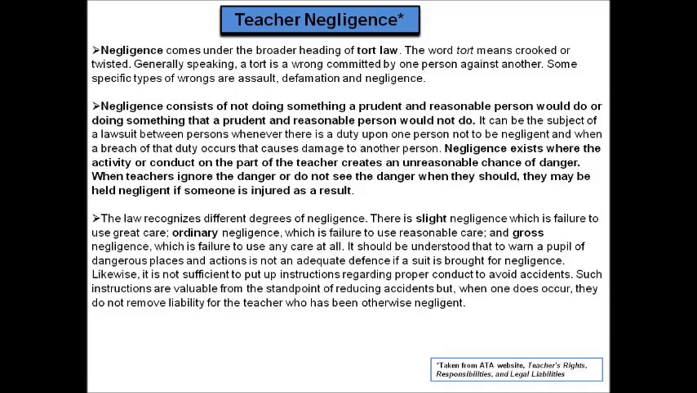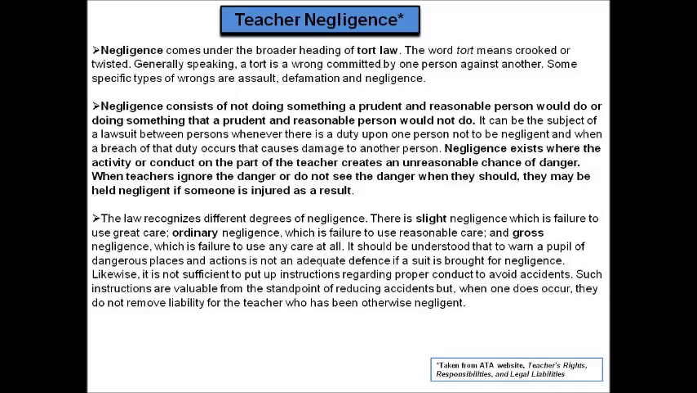Well, the law recognizes different degrees of negligence too, folks. There is slight negligence, which is a failure to use great care. There's ordinary negligence, which is the failure to use reasonable care. And then there's gross negligence, which is failure to use any care at all.